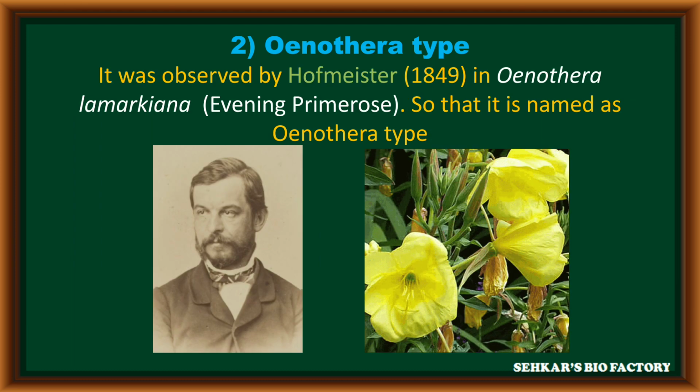This Oenothera type of embryo sac development was first reported by Hofmeister in 1849 in one of the plants, that is Oenothera lamarckiana. It is also called evening primrose. Because of this reason, this embryo sac development is named the Oenothera type.